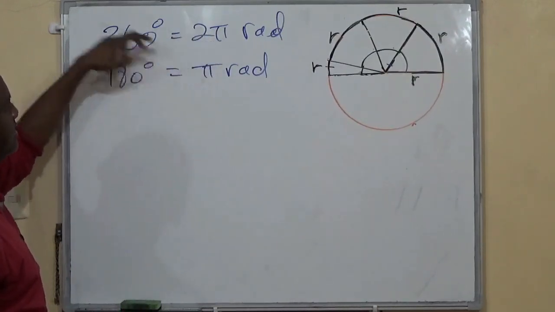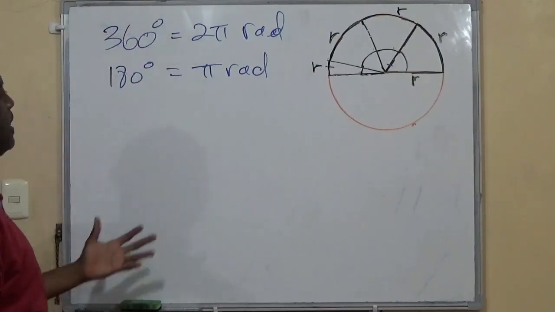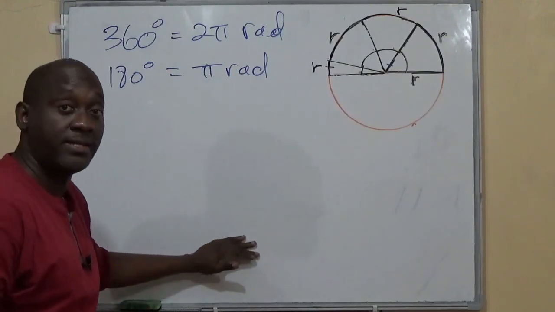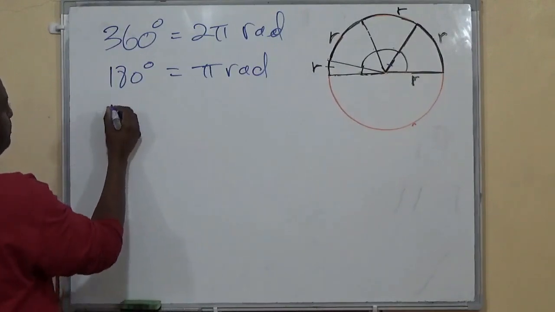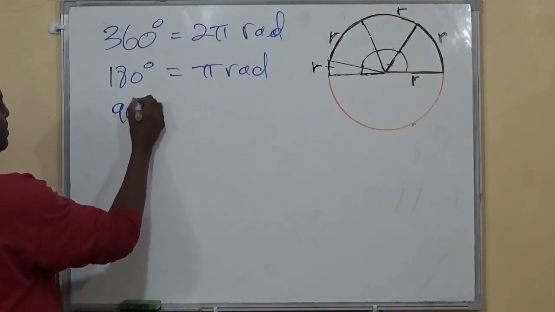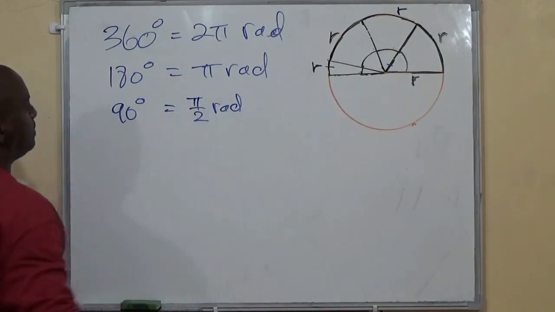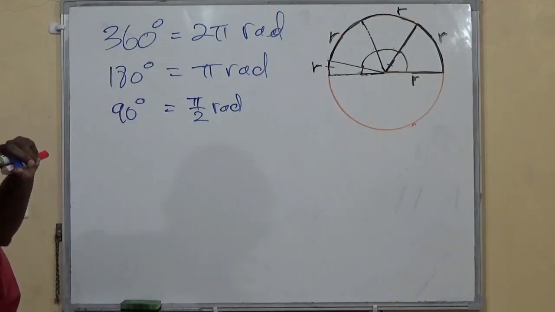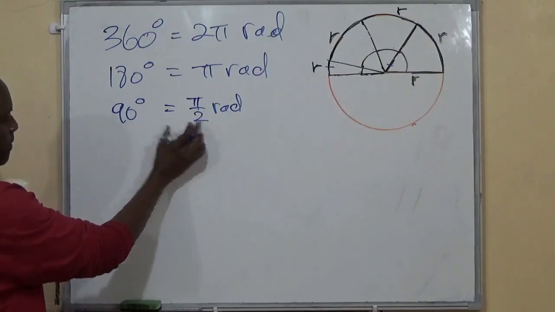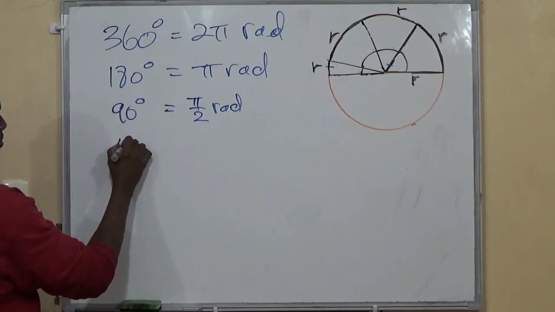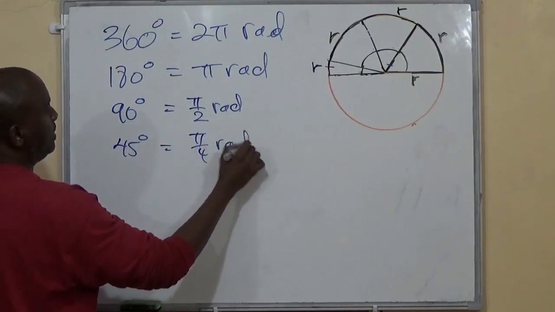Of course, we realize that this is just 2 times this, or we could say that this is half of this. And you just continue dividing as you go along. So you divide this 180 by 2. So we know that 90 degrees is equal to pi over 2 radians. You divide this 90 by 2. Pi over 2 divided by 2 is pi over 4. So if we divide 180 by 4, we get 45 degrees is equal to pi over 4 radians.